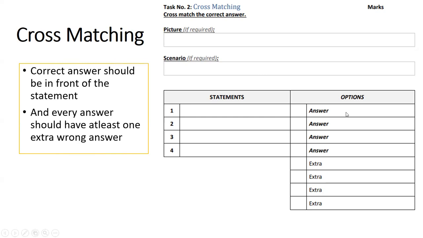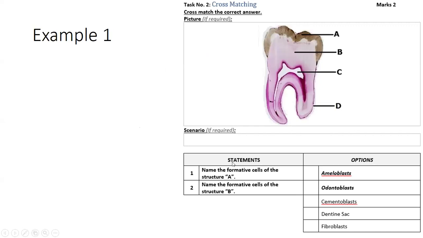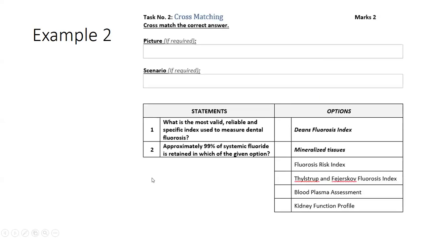So if this is the answer, there will be a wrong answer, then there's an answer for the statement, there's a wrong answer, there's an answer, there's a wrong answer. So this is how you have to mention it. This is an example in which they have put only two statements in the front. In front of the statement, there's a right answer, and there are three more wrong answers.